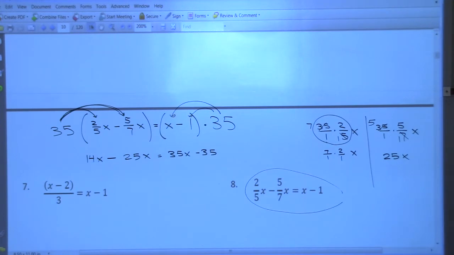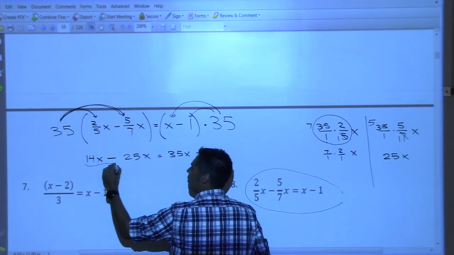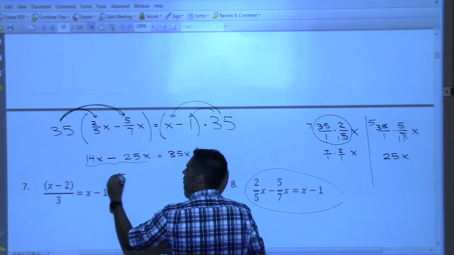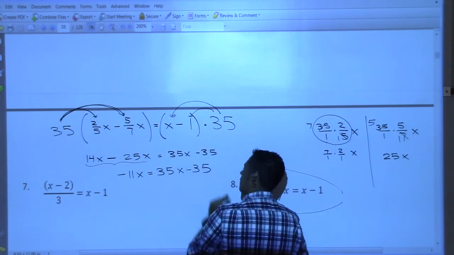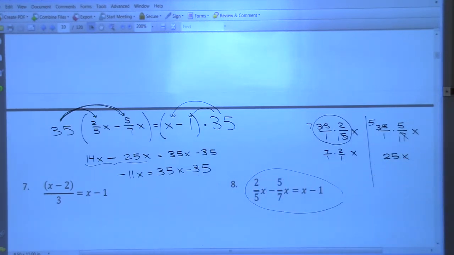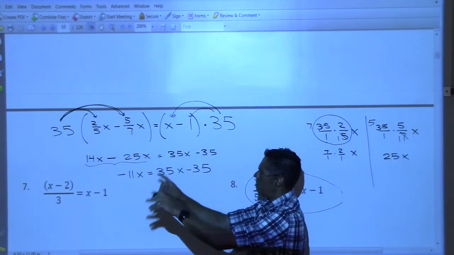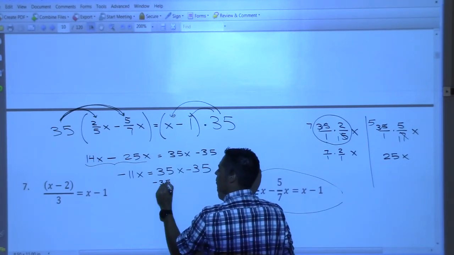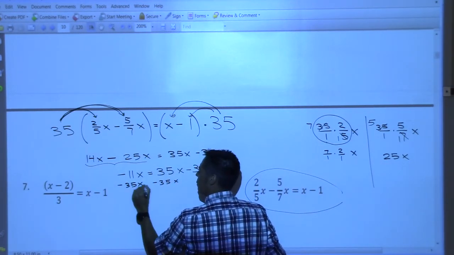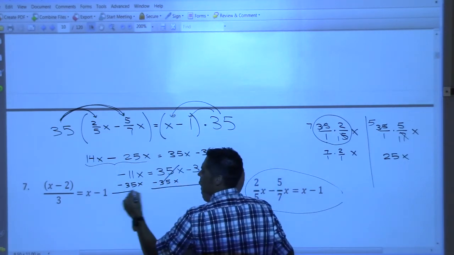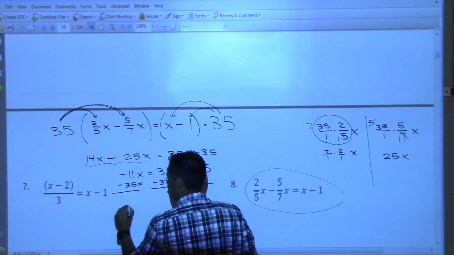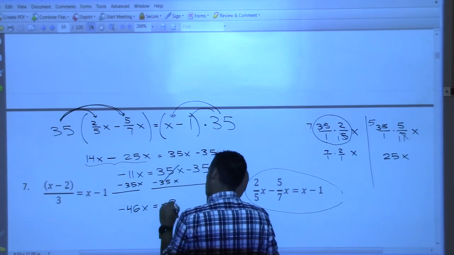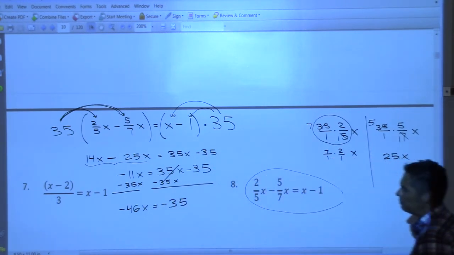Combine like terms on the left. What's 14x take away 25x? Negative 11x equals 35x minus 35. Now what? Yeah, move your variable over. So you want to get the x's on the left? Okay, so we subtract 35x, subtract 35x. These will go away. And over here we subtract, negative 46x equals negative 35. And I think we have another step to do here.